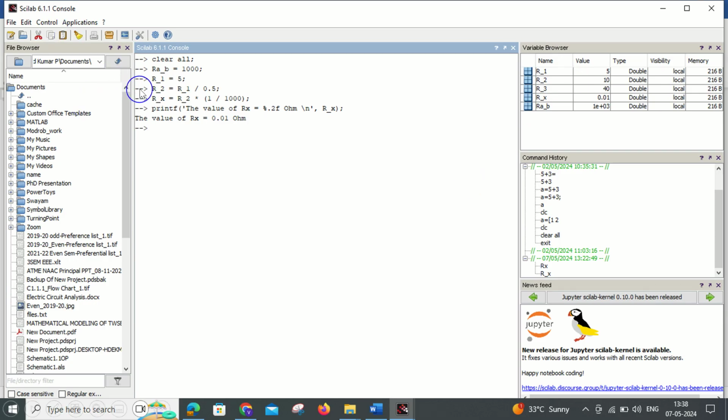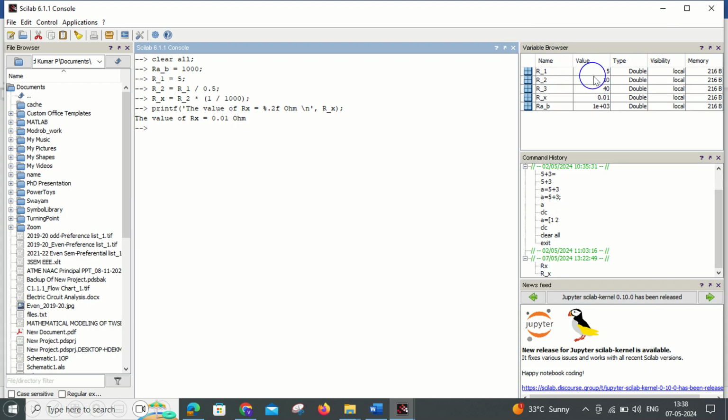Same thing, I have assigned the value of R underscore AB as 1000, R1 as 5, and R2 as 1 by 2 of R1. So for Rx, we have a formula over here, the unknown resistance I need to find out. Next we need to print the value, that is what I am getting over here, 0.0 ohms. Here the variables you can observe, I have assigned a value of 5.